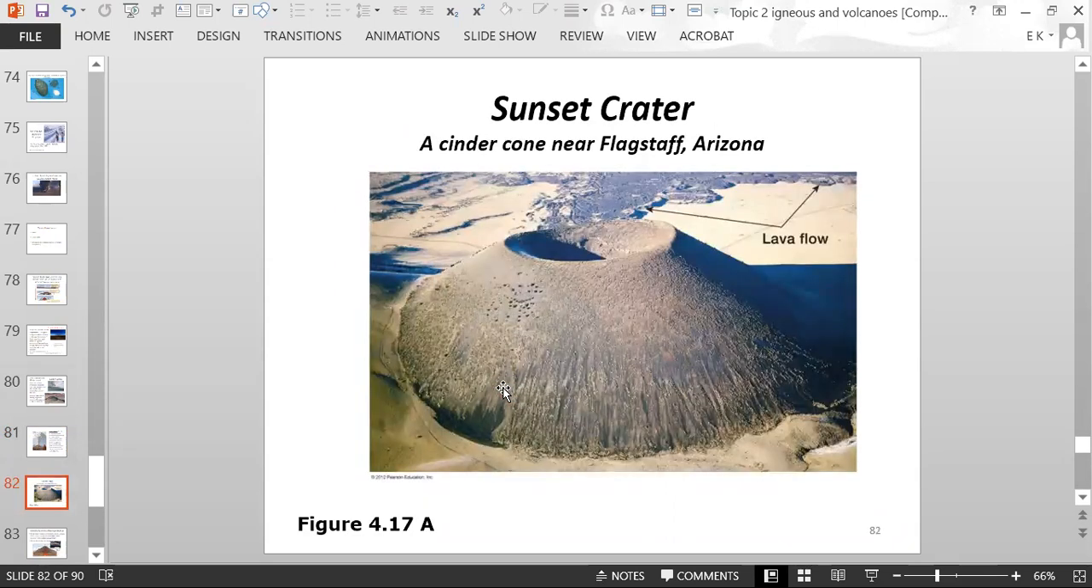Here's another cinder cone. This is near Flagstaff, Arizona. So most of the material making up this volcano is pyroclastic material, and then you do have some lava related to it, but it's mostly pyroclastic.